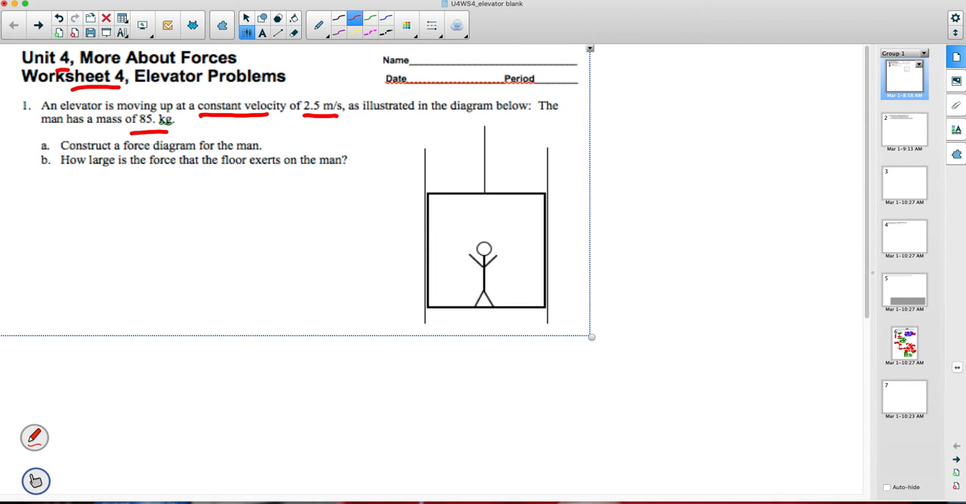The first thing you want to do is define the system as the man. Next, they ask us to construct a force diagram, and we're going to write down what we know, the given information first. So they told us the mass of the man is 85 kilograms.